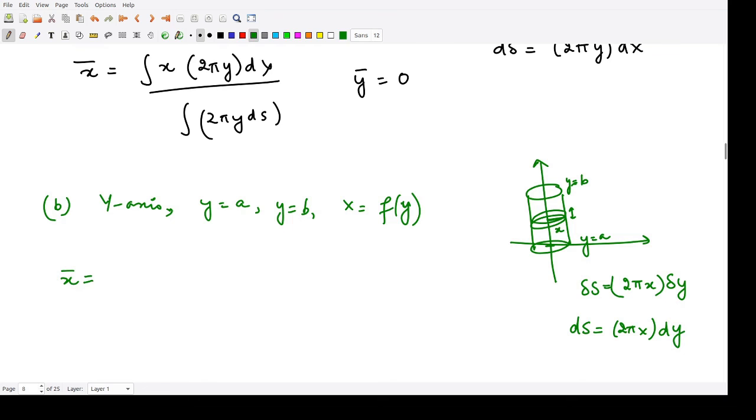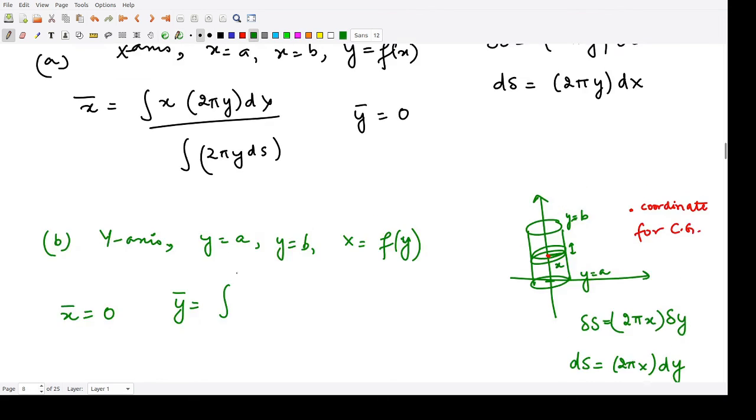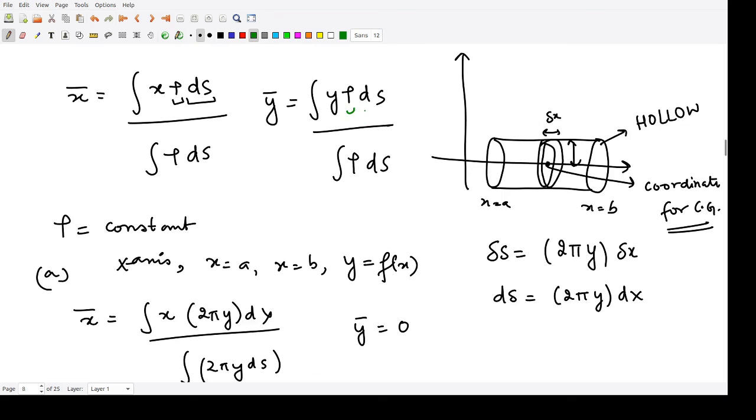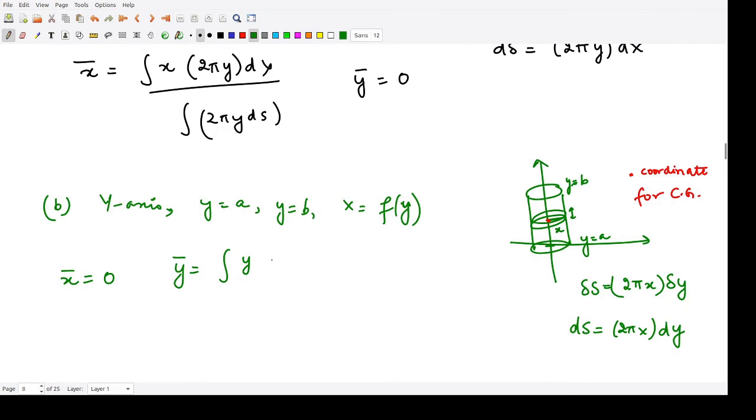Therefore, our x coordinate would simply be 0. Why? Because this dot represents the coordinate for center of gravity. So this x bar becomes 0, and y bar is the integration of, according to this formula, with rho as 1, y times ds, which is 2 pi x dy, divided by the integration of 2 pi x into dy. So this is the final formula that you have. So in the next class, we'll study some of the questions based on these formulas.